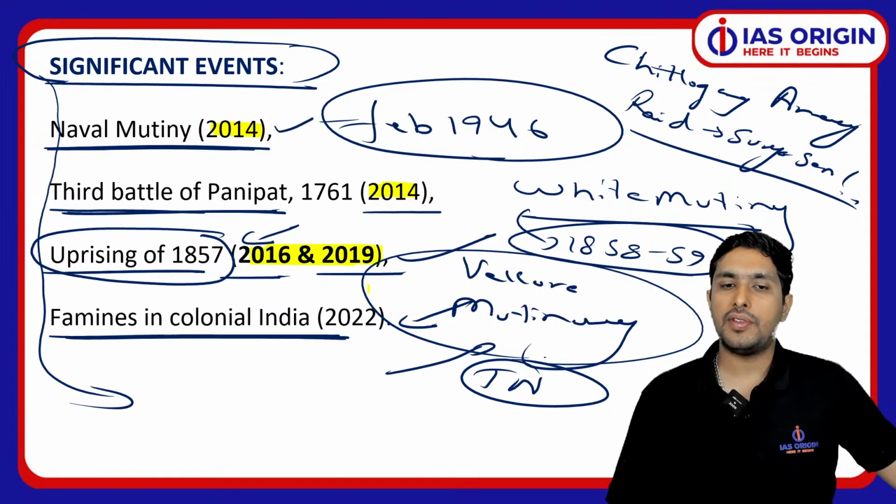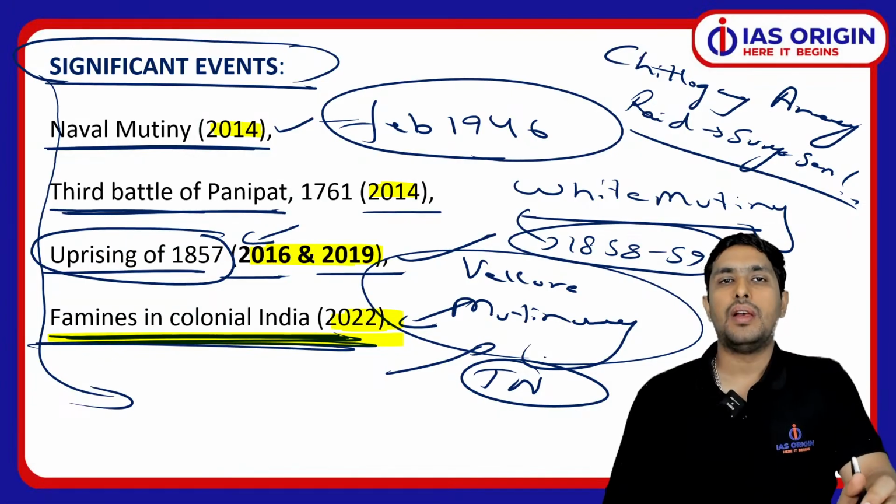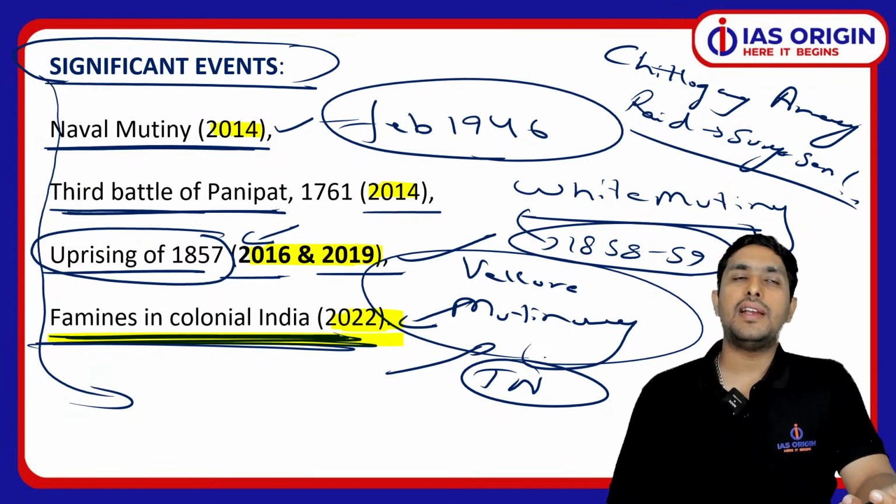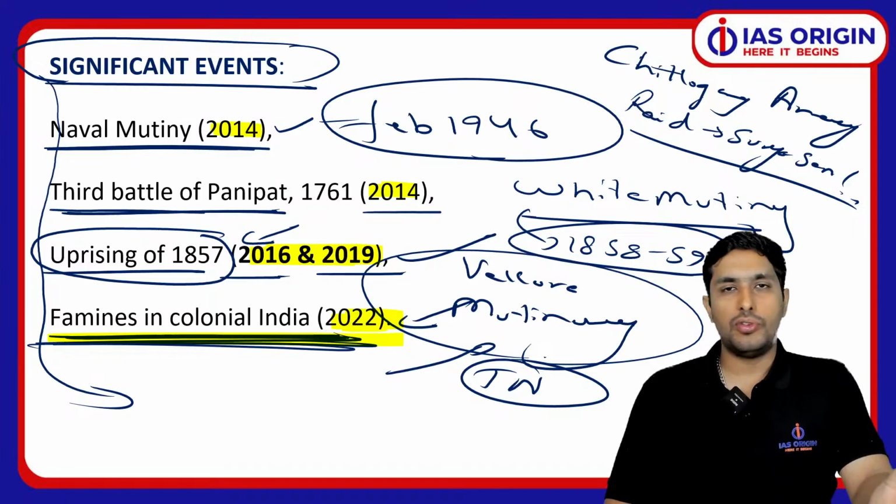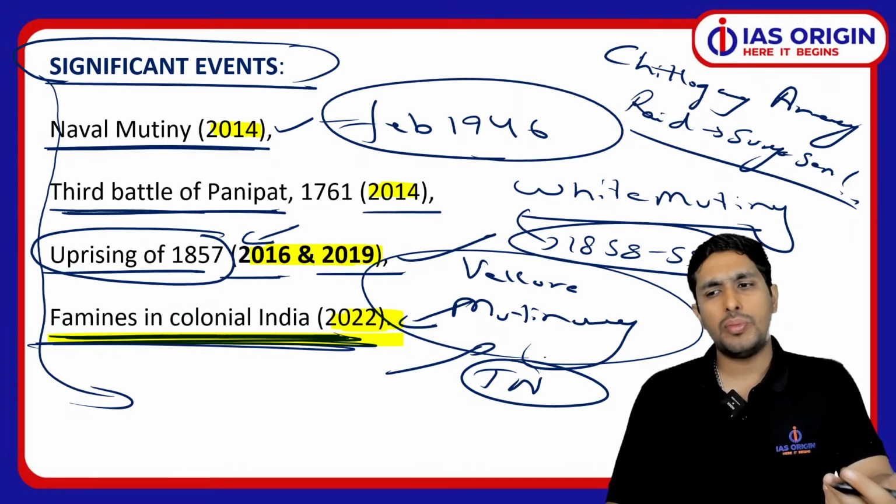like 1857, on which we have seen two questions. On famines they have asked questions. They can also ask questions on various important committees, like the committees formed on famines. Then they formed a lot of committees on education in India. Wood's Dispatch was there, the Hunter Commission was there, so many committees were there.